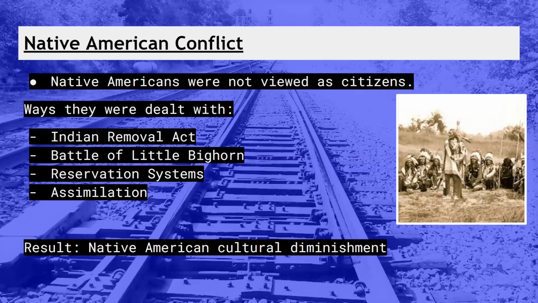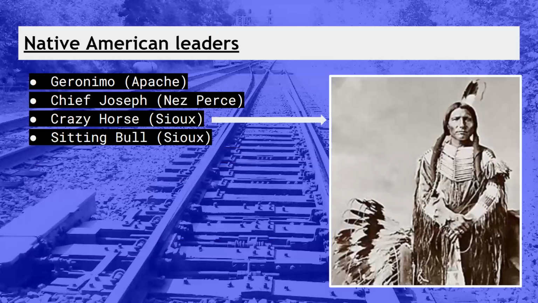And there was also the Carlisle schools for kids, and there was even a system where they would give Native Americans land as long as they changed their ways and got rid of their culture, which was unpopular. But what was the result? Native American cultural diminishment. So either Native Americans were just kind of put somewhere else where they didn't want to be, or they just ended up losing their culture, some of them.